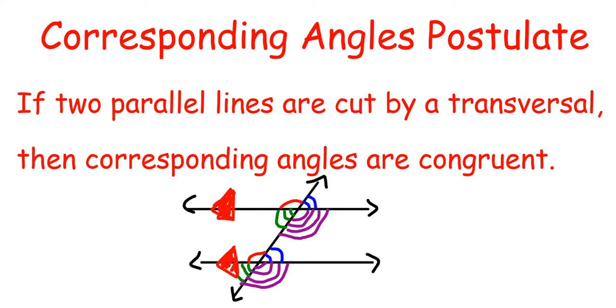Corresponding angles postulate. This is a postulate, so it does not have to be proven. You get to assume that it's true and use it in any problem or proof that you want. The corresponding angles postulate says if two parallel lines are cut by a transversal, then corresponding angles are congruent. And this is extremely important that you focus on parallel lines. If you don't have two parallel lines, this is not at all true.